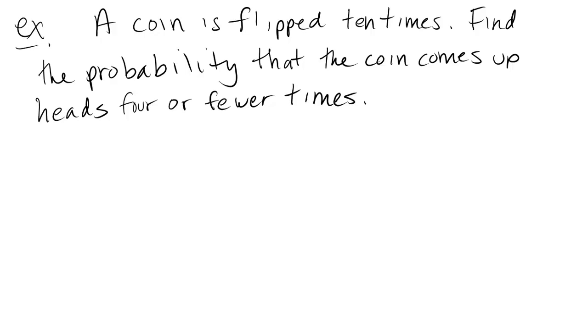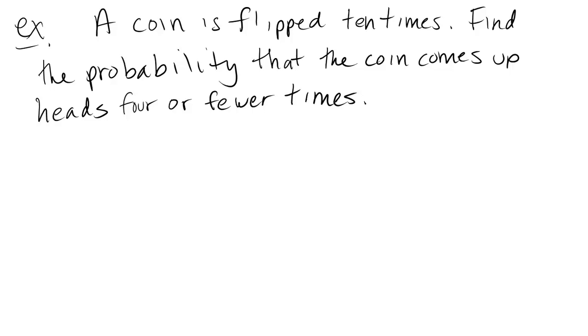We've got one of our standard experiments here. A coin is flipped 10 times. Find the probability that the coin comes up heads 4 or fewer times. Let's go with our standard way of approaching these problems. We're first going to verify that this is binomial. We've got a fixed number of trials. We're flipping the coin 10 times.